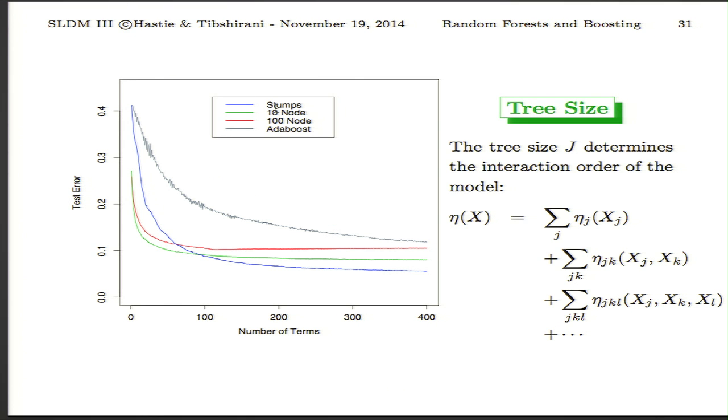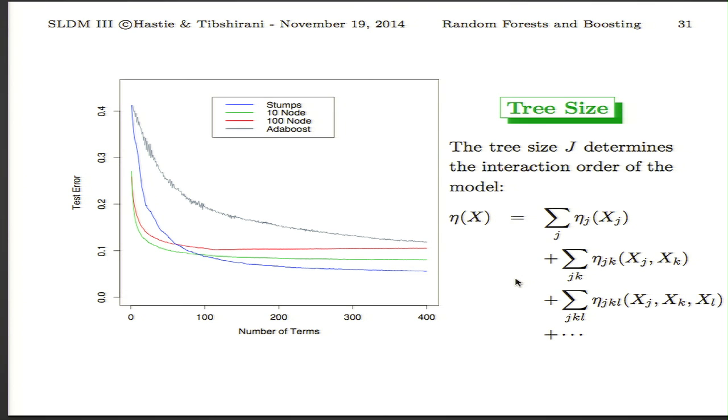This is actually showing on the spam data the performance of boosting with different numbers of splits, so deeper and deeper trees. And the remarkable thing here is that stumps actually does the best. There's 10-node trees, and there are 100-node trees. This was actually AdaBoost. And the way you understand that is, if you think about, for example, if you fit stumps, each tree only involves a single variable.